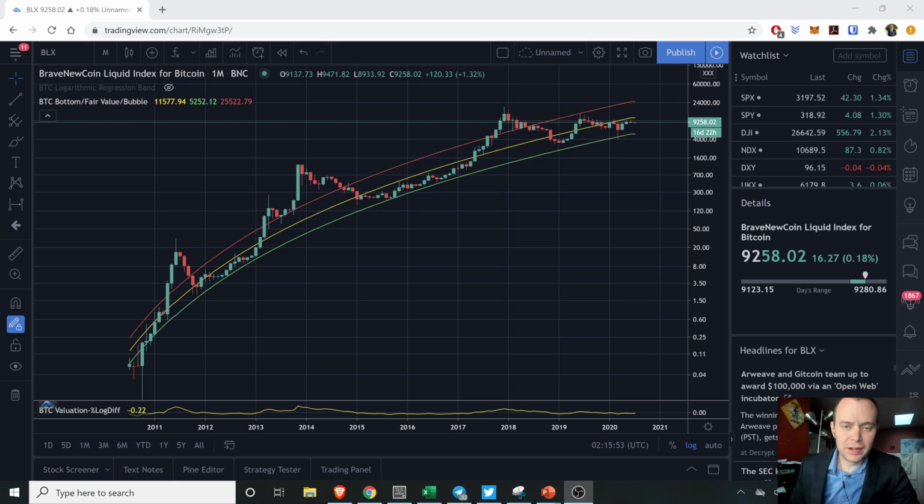Today we're going to talk about Bitcoin. We're going to be looking at a regression analysis that I actually have not shown before. It'll look really similar to another one that we showed a few weeks ago, but it's actually completely different.